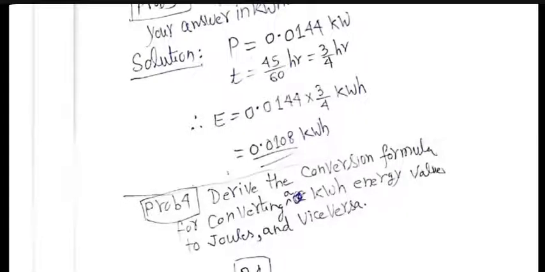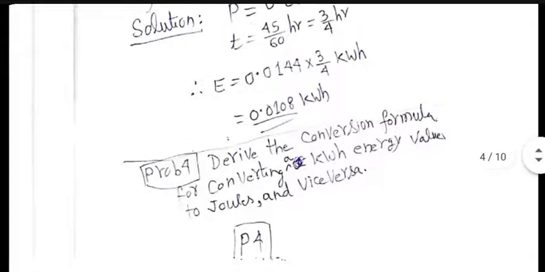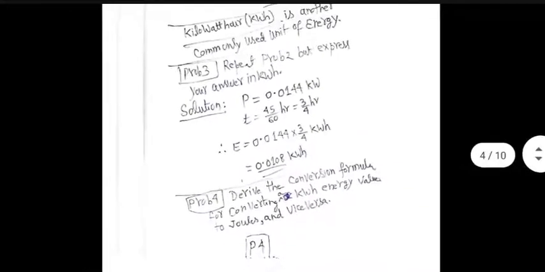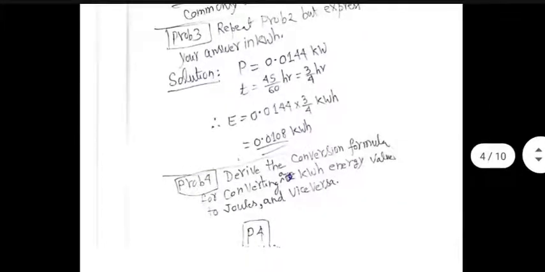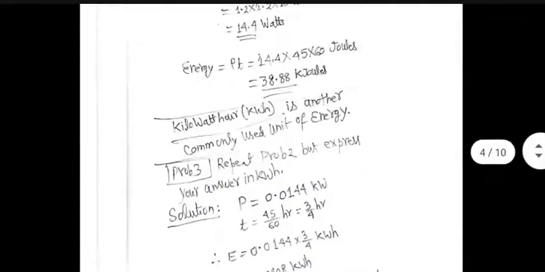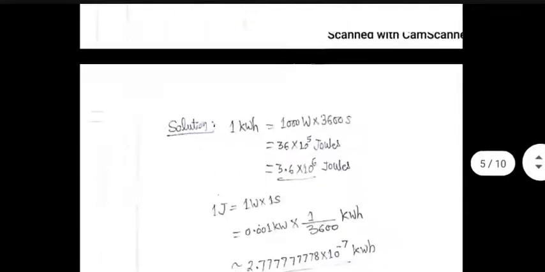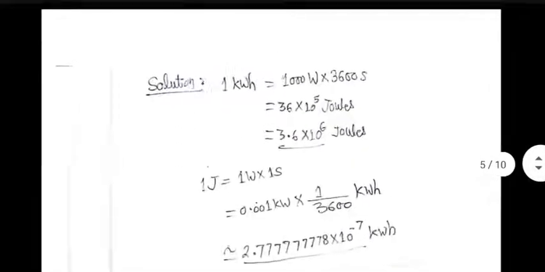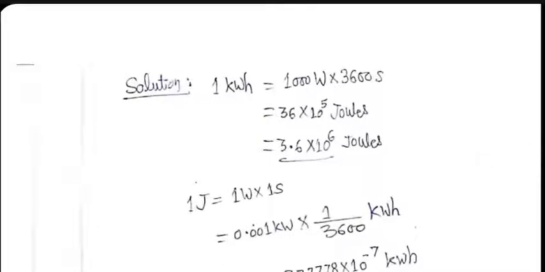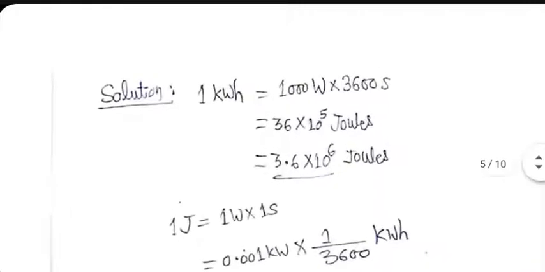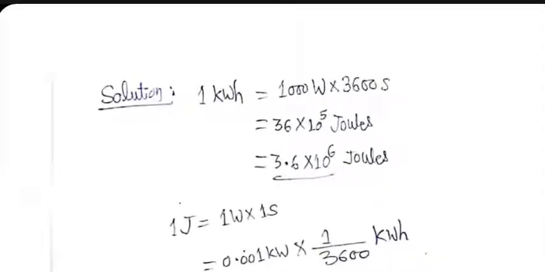Next problem is the conversion formula for converting kilowatt hour into joule and vice versa. You can probably do it directly also based on previous two problems, but let me do it differently. 1 kilowatt hour is 1000 watt into 3600 seconds. Joules means watt into second. So I've converted 1 kilowatt into 1000 watts. I've converted 1 hour into 3600 seconds.